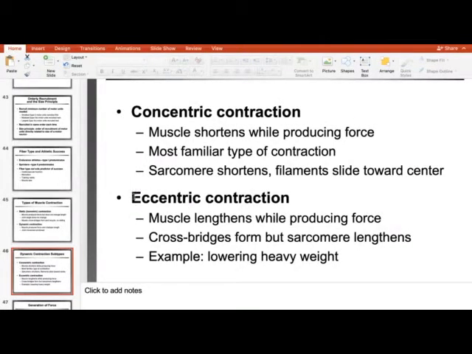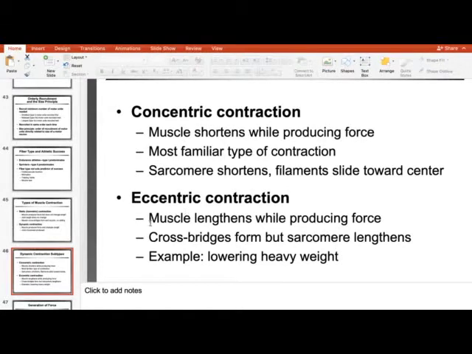Eccentric, I think of like an eccentric person, somebody who's kind of on the fringe. I don't want to say this in any derogatory manner, but in my imagination, they might not have as many friends because people can't relate to them. So people kind of spread away from them. They go away from the center. So concentric is shortening with the center, and eccentric is away from the center.